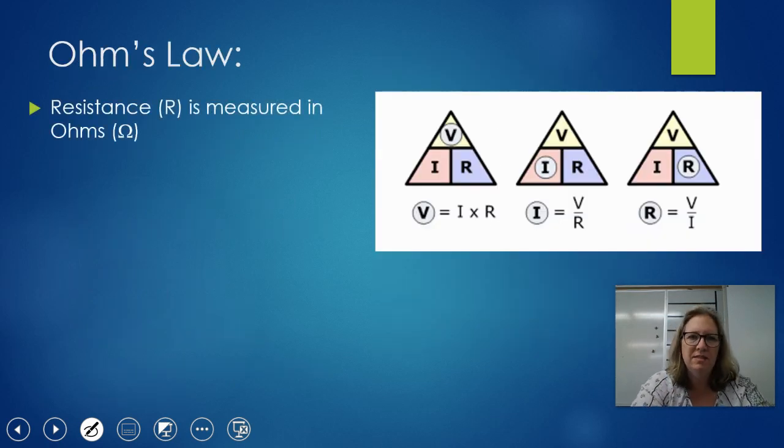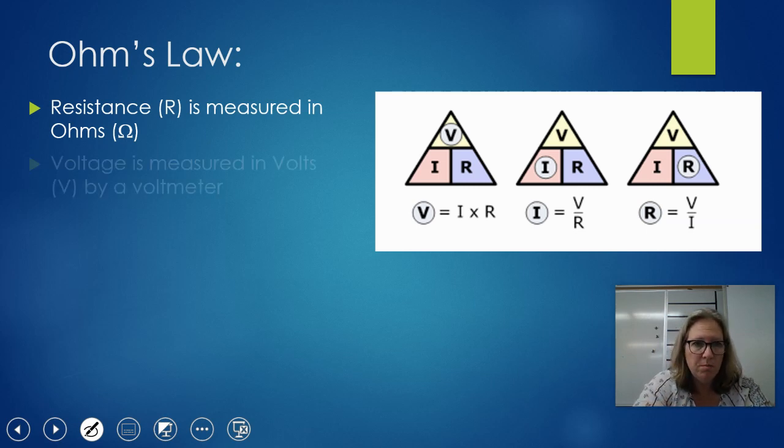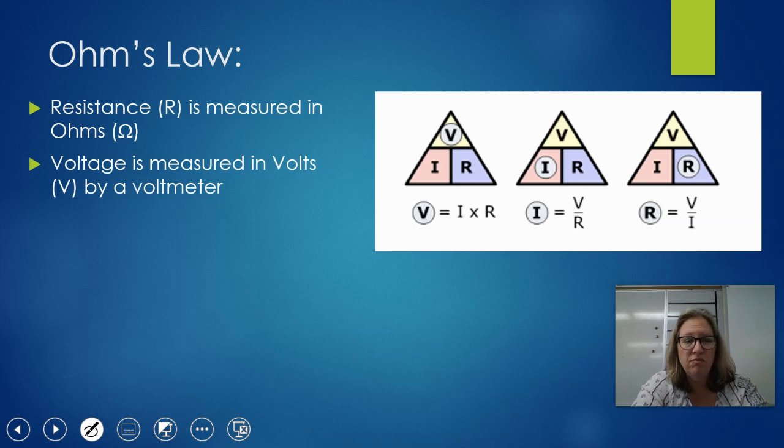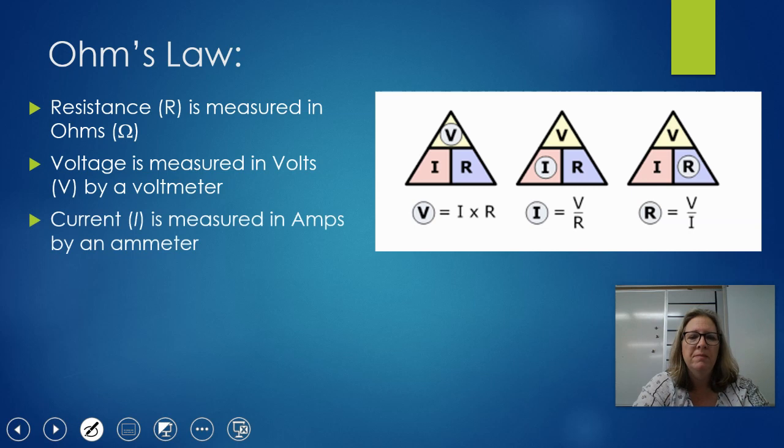So we're going to put all three of these things together with Ohm's law. Resistance uses the R, and it's measured in ohms. Voltage is measured in volts, and it uses a V. It's the only one that makes sense in these abbreviations. And then current is that capital I. Usually it's in italics, and it's measured in amps.